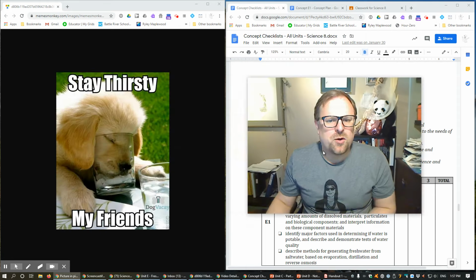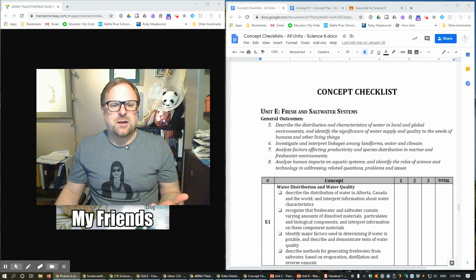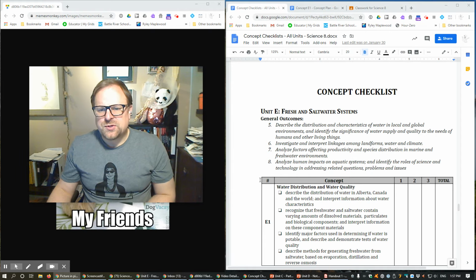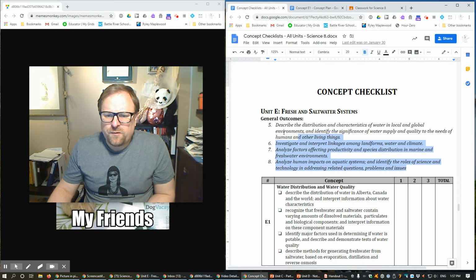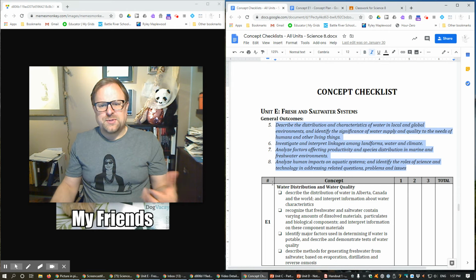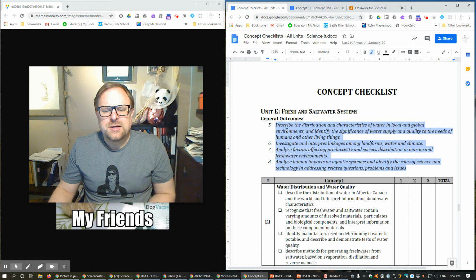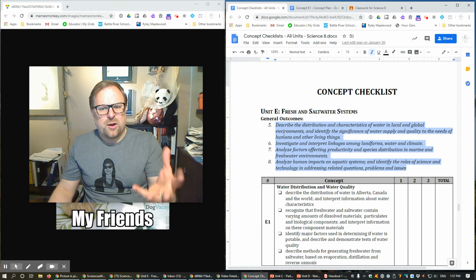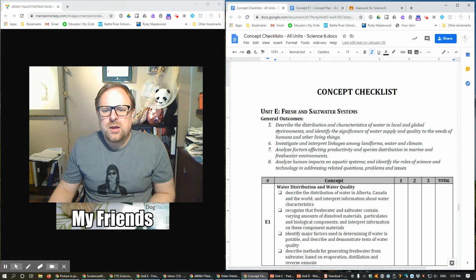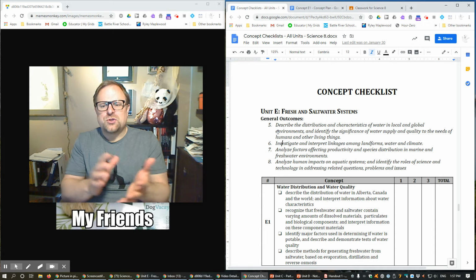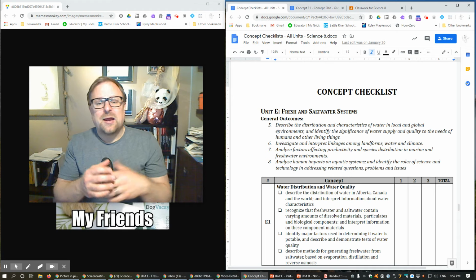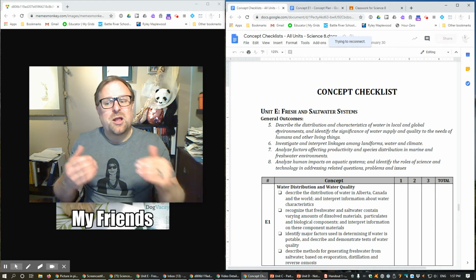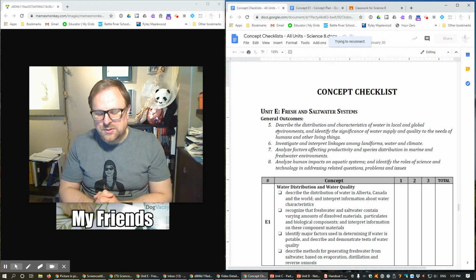Oh, and I had to put in something related to water, because that is what this entire unit is all about. The unit is called Unit E, Fresh and Saltwater Systems. There are four concepts, or four general outcomes, that we're going to move our way through. We're going to describe the distribution and characteristics of water both locally and globally, and identify the significance of water supply and quality to how we meet our needs as humans.